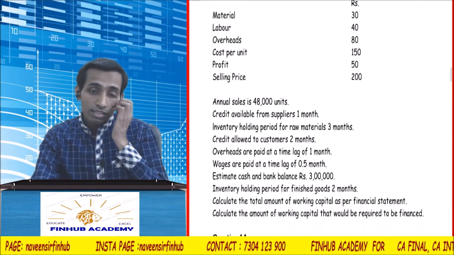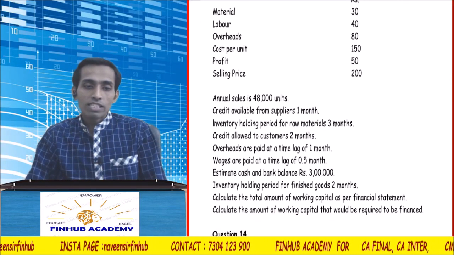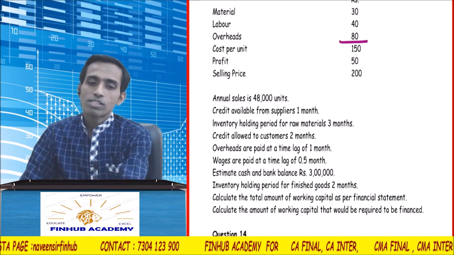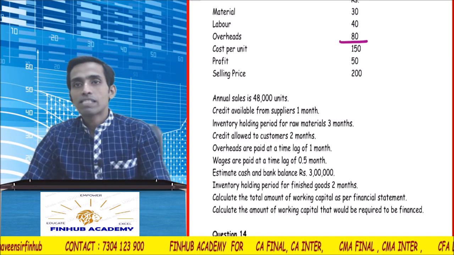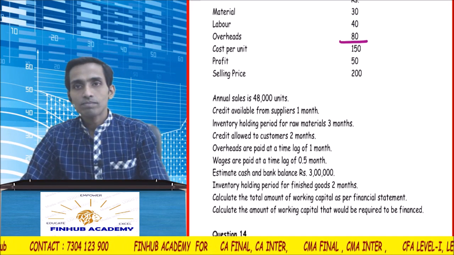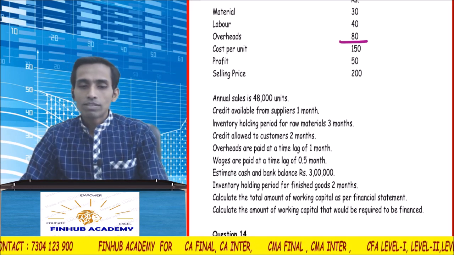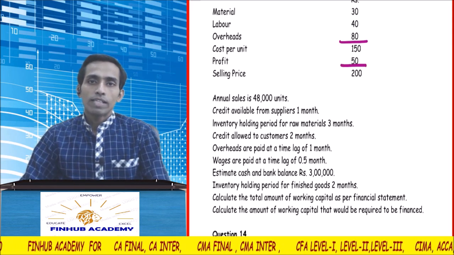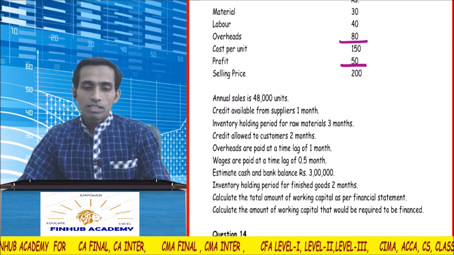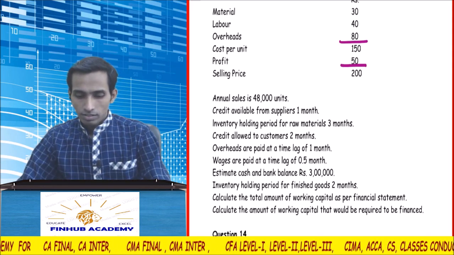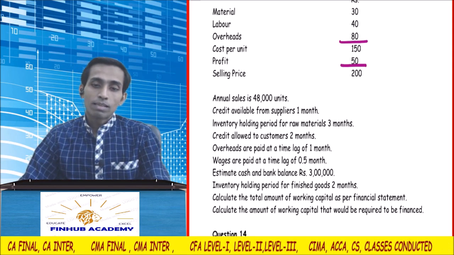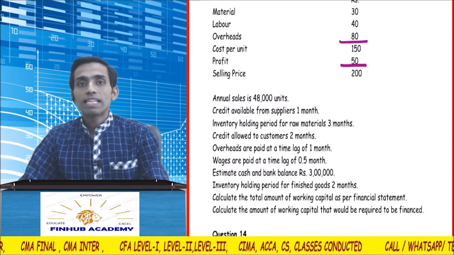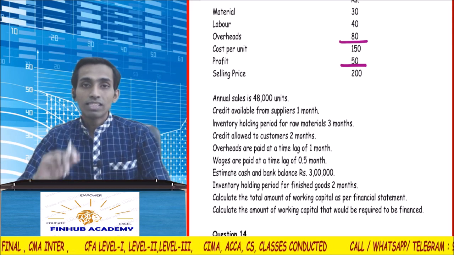Question number 13. Material 30, labor 40, overheads 80. Always check whether the total matches. Cost per unit: 30 plus 40 plus 80. How much is it? 70, 80, 150. Is it matching? Yes, it's matching. Sometimes it doesn't match. At that time, you should consider that depreciation is not included. The difference is the depreciation.